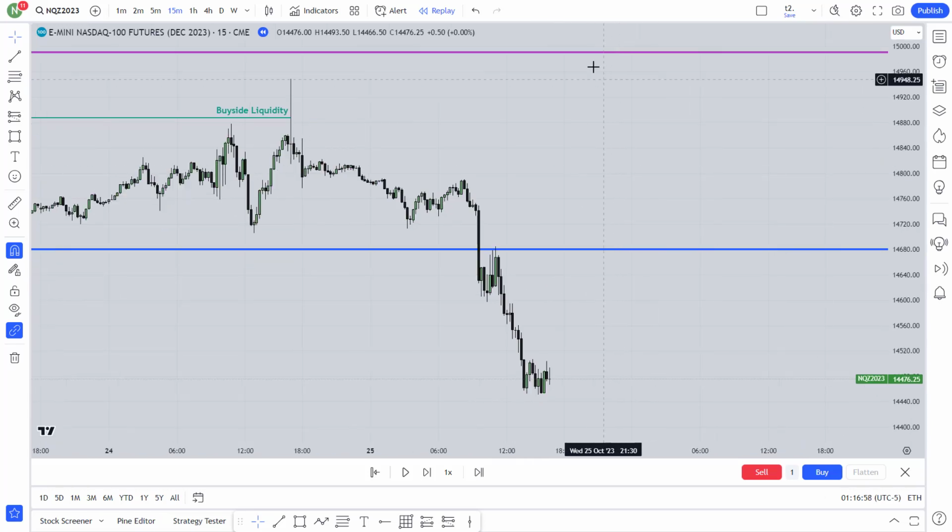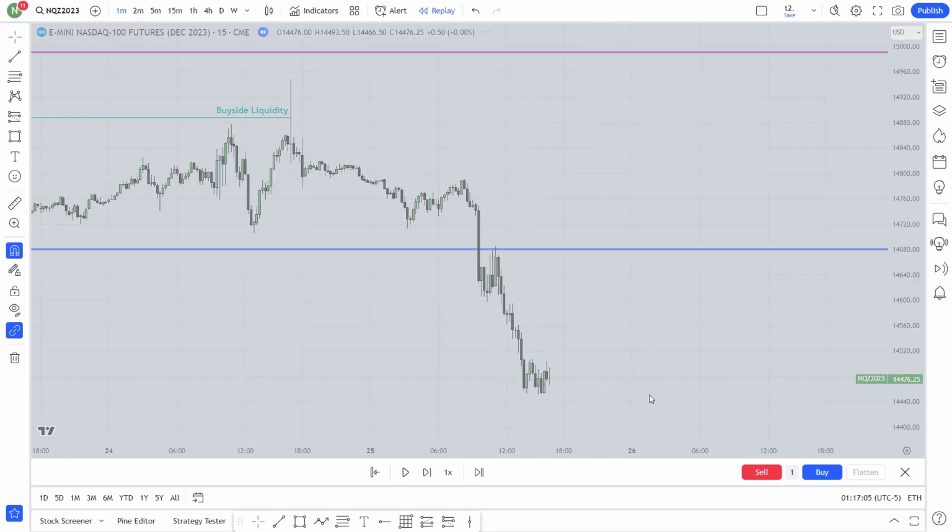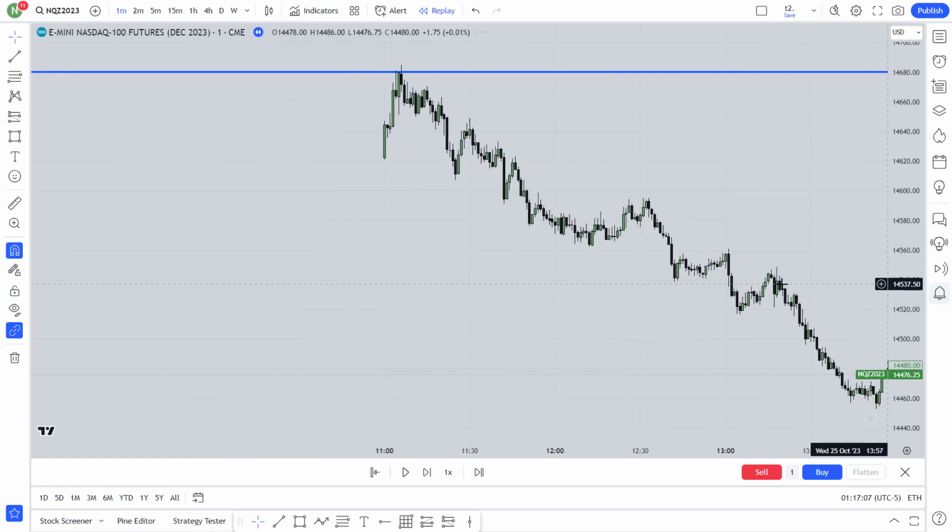You will see most of the weeks it actually worked perfectly. So it is what it is. I hope it will help you. Okay, so now I'm going to the 1 minute chart because I want to show you the setup.